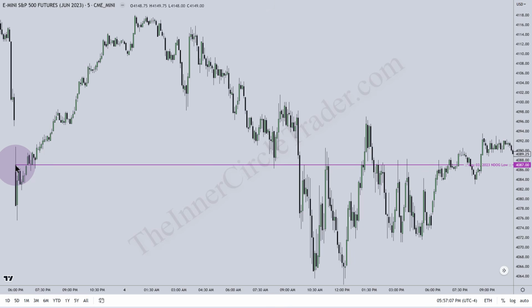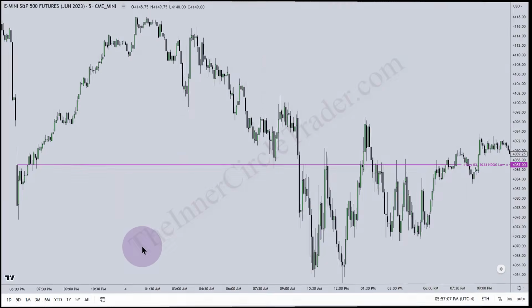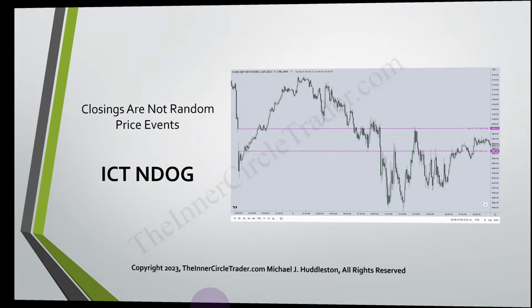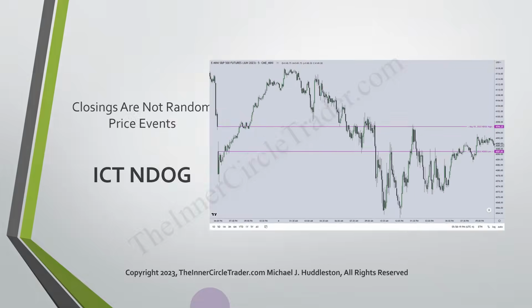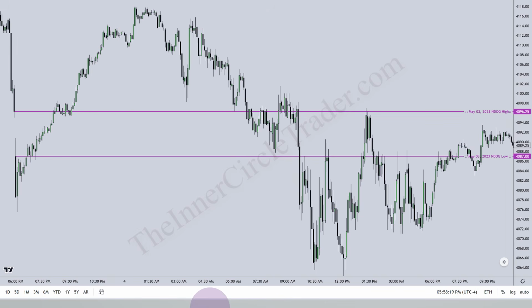That's not random. It's offered to the market, and whichever trade gets filled there, that starts the beginning of the new day opening gap. Then we look at the closing price from the previous session. And as we mentioned before, closing prices are not a random price event either. So new day opening gap, the closing price of the previous session here. So this is the 5 p.m.